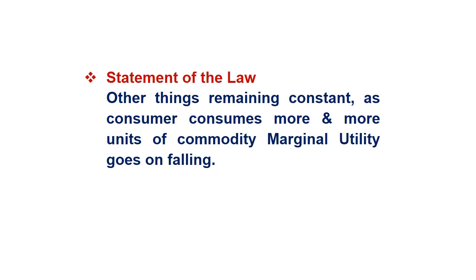Now let us see the statement of the law. Other things remaining constant, as a consumer consumes more and more units of a commodity, its marginal utility goes on falling. What do you understand by other things remaining constant? It means the law is based on certain conditions or assumptions. Now let us see these conditions or assumptions.